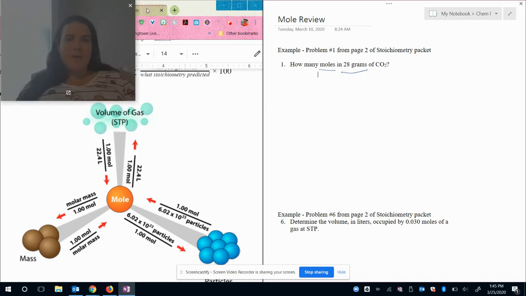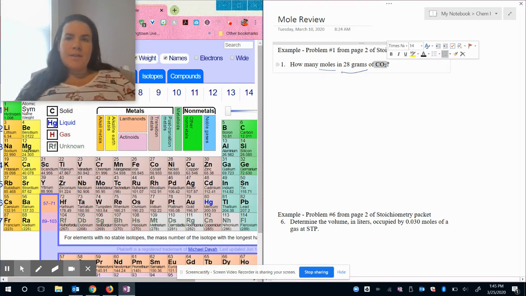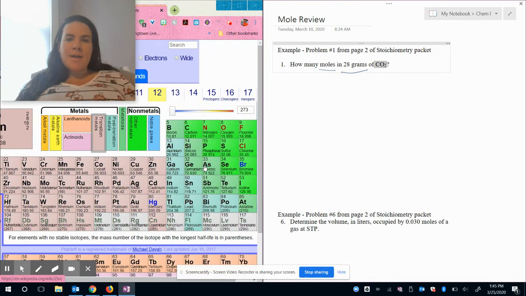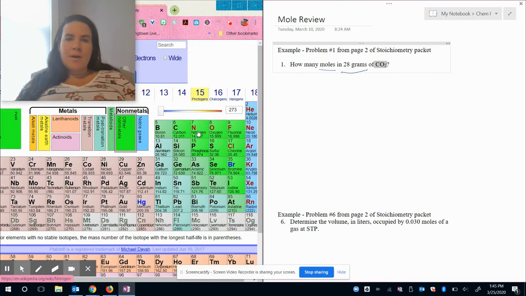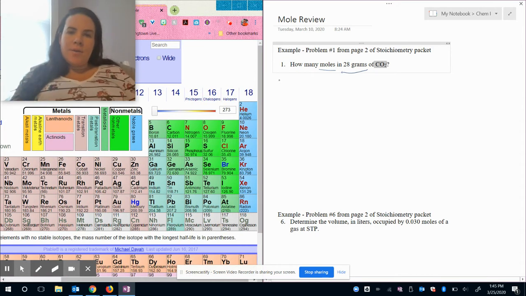So I'm going to switch my tab here to the periodic table. And our compound here is CO2. So we look at our periodic table, and that means we have 1 carbon, 2 oxygens. So down here, I'm going to do molar mass. So this big M means molar mass. Don't write as big as me, you don't have much space.